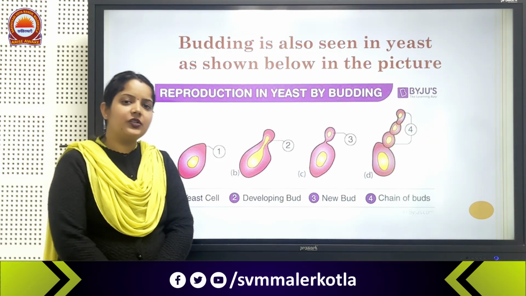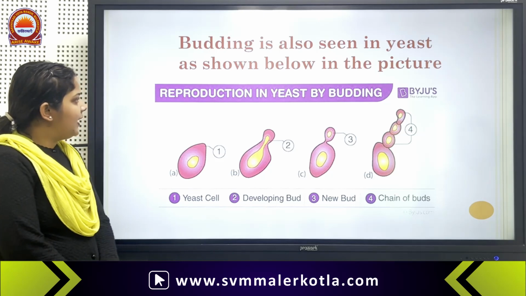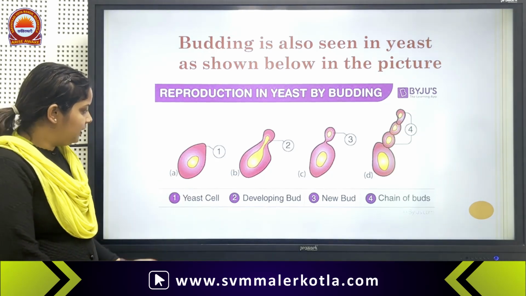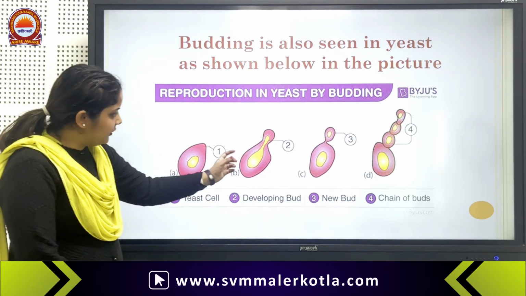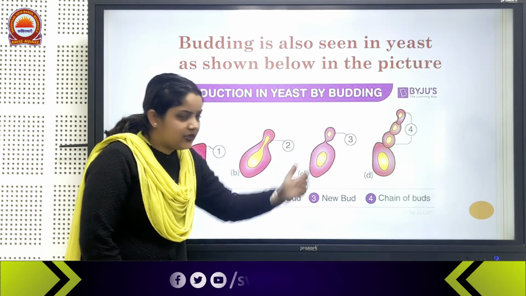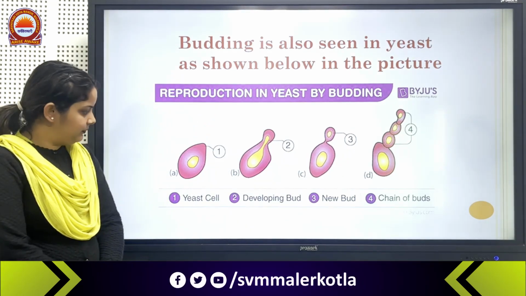Next, budding is also seen in the yeast as shown below in the picture. You can see here this is the parent yeast and here a bud is developed. Further, a number of buds are developed from the parent.